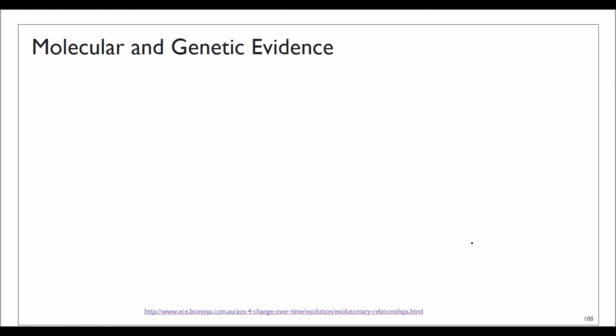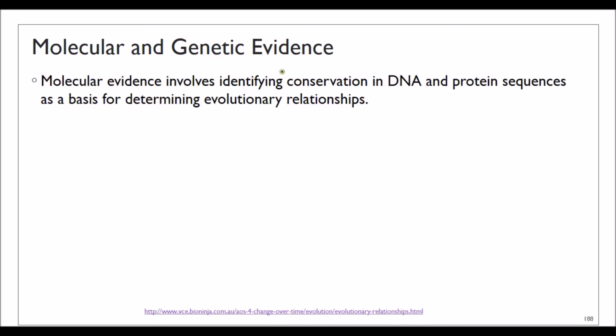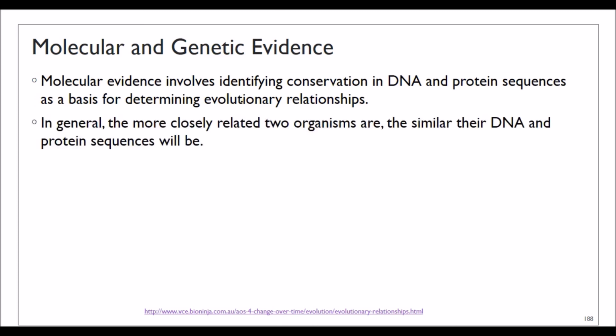The very last type of evidence is molecular and genetic evidence, and this is relatively new compared to the other types of evidence, and we are gaining more information from this because of the advance of technologies in the past few years. So essentially what you want to identify is conservation of DNA and protein sequences as a basis for determining evolutionary relationships. In general, if two species are very closely related, their DNA and protein sequences will be very similar to each other.